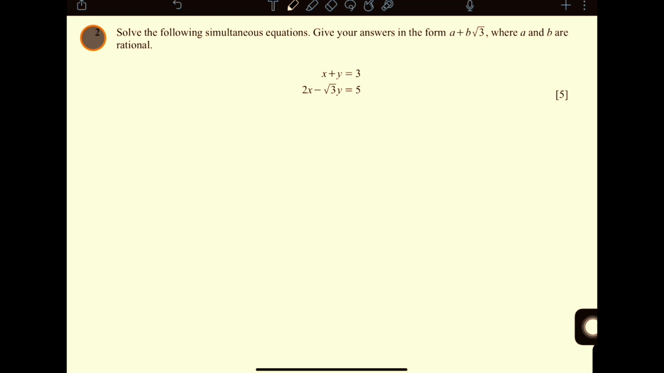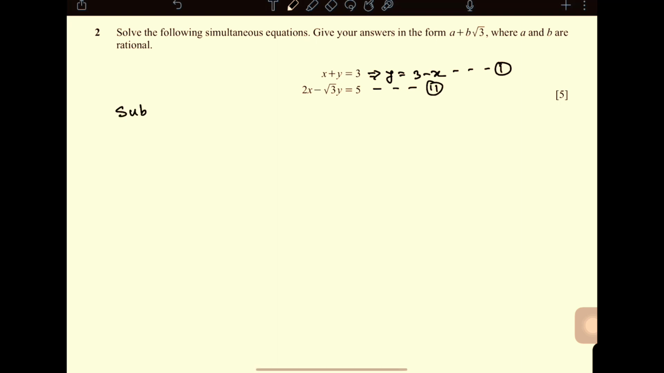This is question number 2. Solve the following simultaneous equations. Give your answers in the form a plus b root 3, where a and b are rational, and its total marks is 5. So we need to solve these two equations simultaneously. From here, let me make y the subject. y equals 3 minus x, and let me consider it as equation number 1, and this as equation number 2.